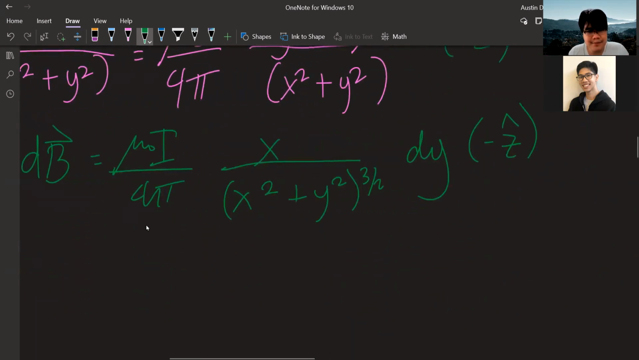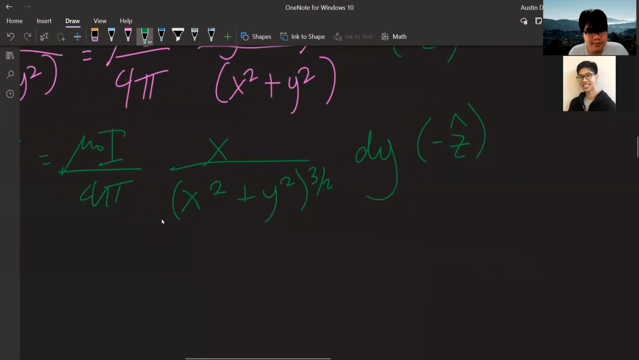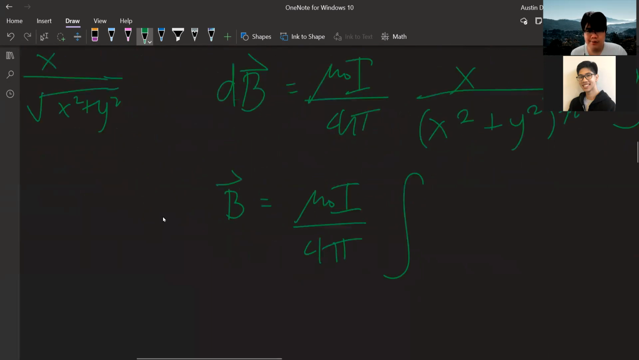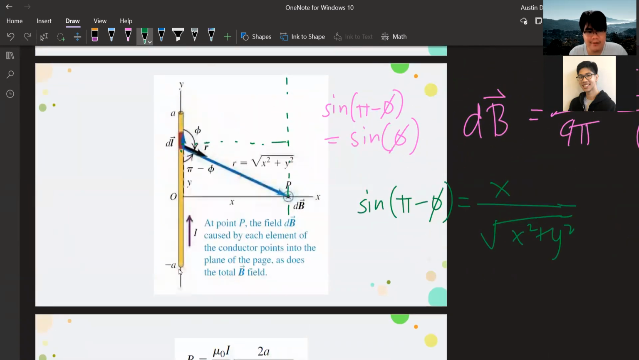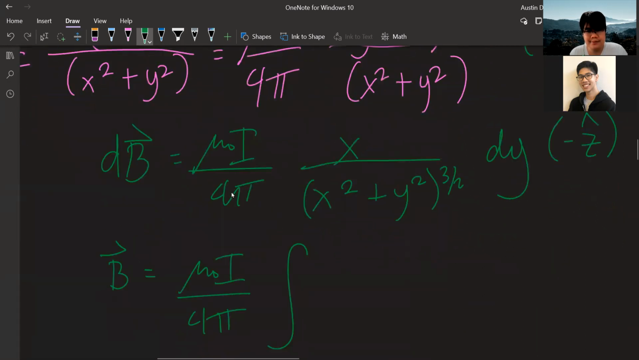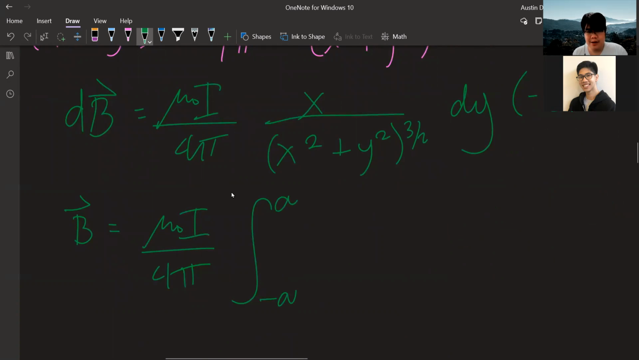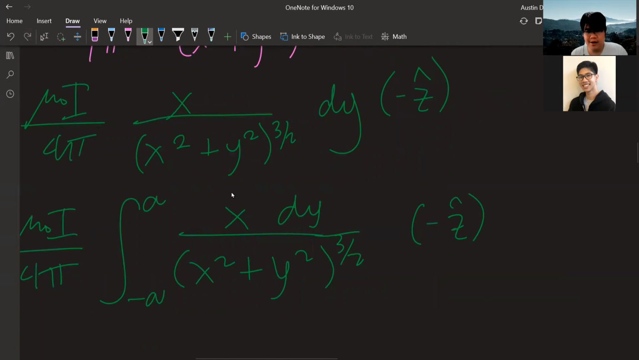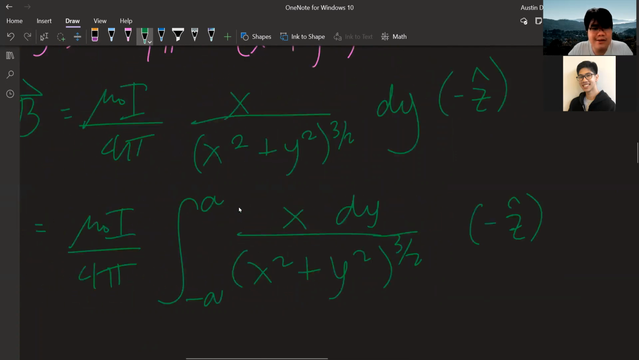All right. With this, you can now find the magnetic field. The magnetic field is just the integral of this over 4 pi. Integrate mo kung saan tatakbo yung y mo, so that's coming from negative a to a, negative a to a, x over x squared plus y squared dy d halves z hat. And then we're not gonna do the integral. You just use your table of integrals to do this.